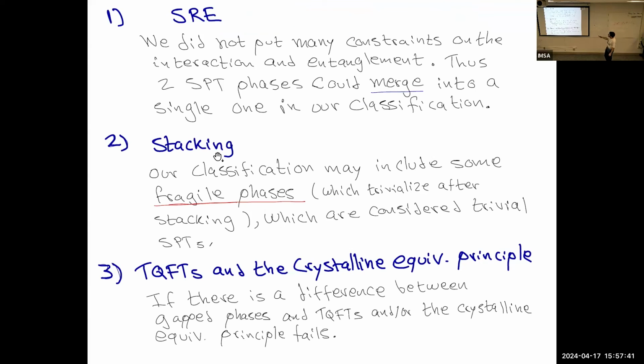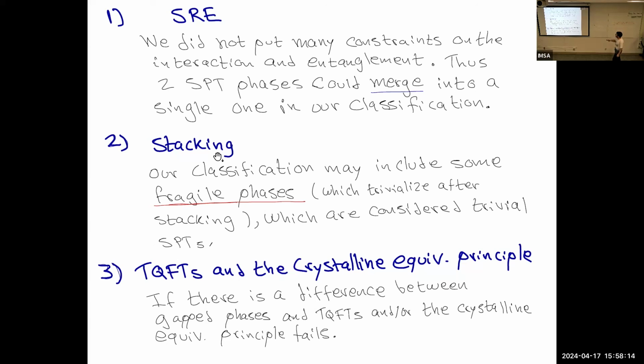So short range entanglement means that we didn't impose anything about entanglement at all. In fact, about interactions. So interactions, as long as they're translation symmetric in this way, as long as they depend on R, can be something like a Lennard-Jones potential or whatever. Your Hamiltonian will commute. So we didn't say anything, and two SPT phases could merge in our classification, right? So we would destroy an SPT phase and turn it into a single one using R.